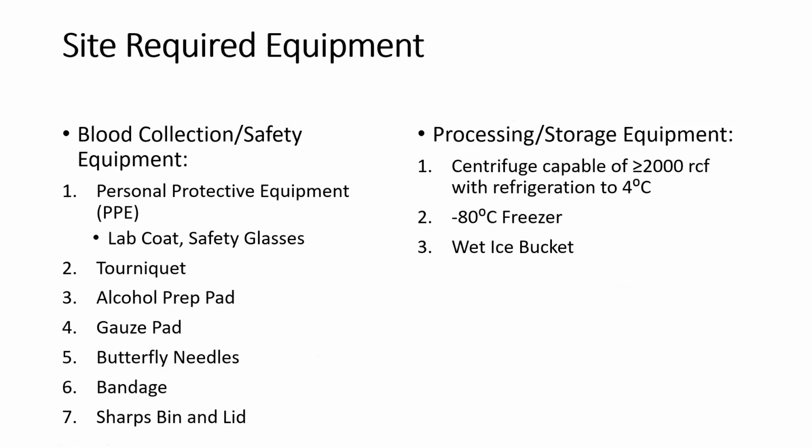So to start, we do have a few things that you guys will need to have on site that we do not provide for you. So for blood collection and just general safety equipment, you'll need any PPE, lab coat, safety glasses, gloves, all that. You'll need tourniquets, prep pads, gauze pads, needles, bandages, sharps bins for the blood collection. And then for any processing and storing, we ask you to have a centrifuge that's capable of 2000 RCF with refrigeration to 4 degrees, access to a -80 freezer, access to a wet ice bucket and a wet ice machine.